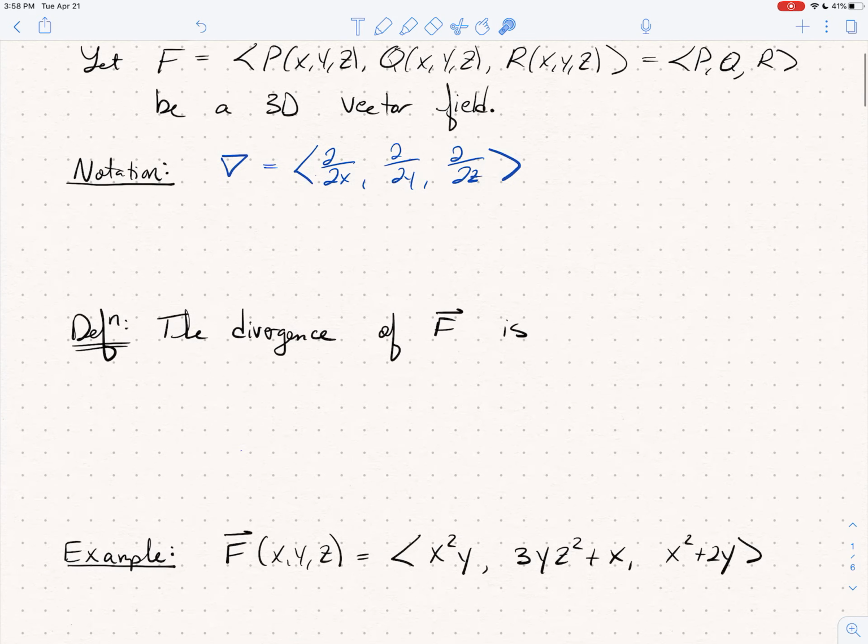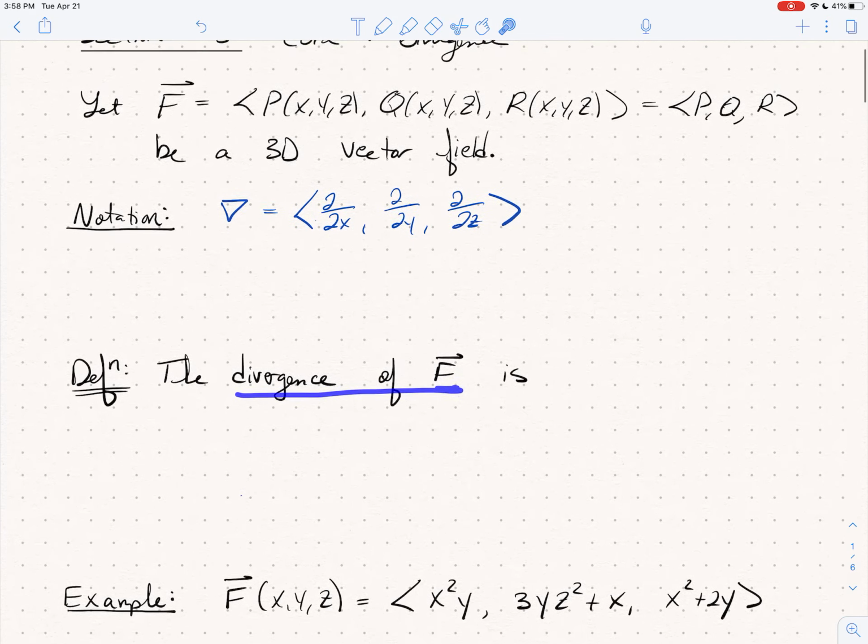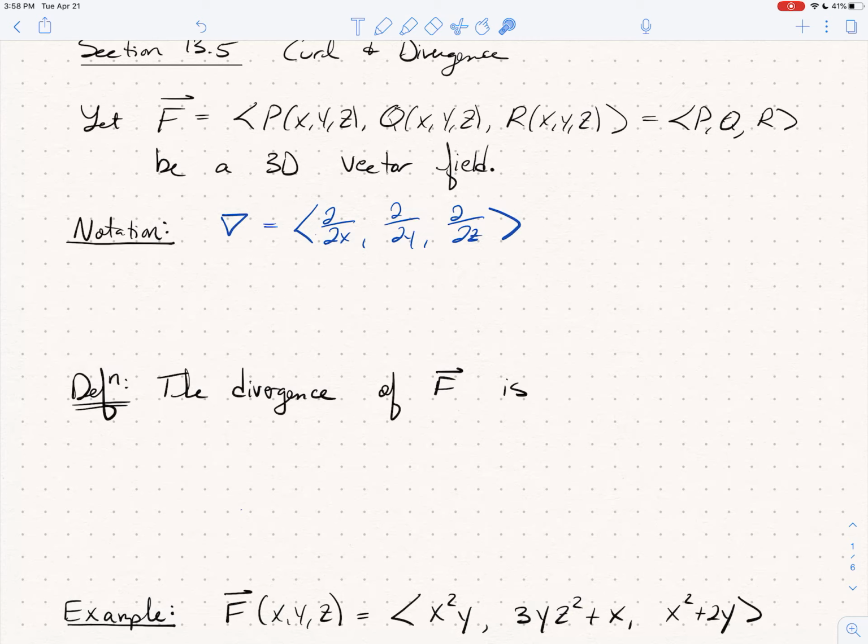And with that in mind, we can now talk about the divergence of our vector field f. And by the way, f in this lecture is going to be a 3-dimensional vector field. I only wrote the component functions with their variables one time because that's 9 variables, and I don't want to write that. So typically I'll write it as p, q, and r, but please don't forget that p, q, and r are all functions of the variables x, y, and z.